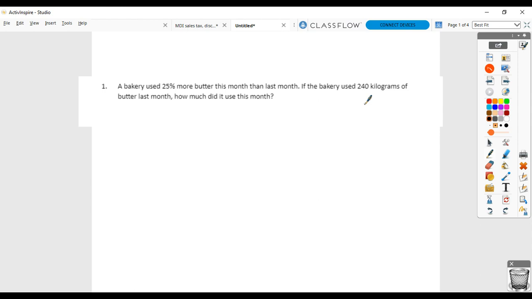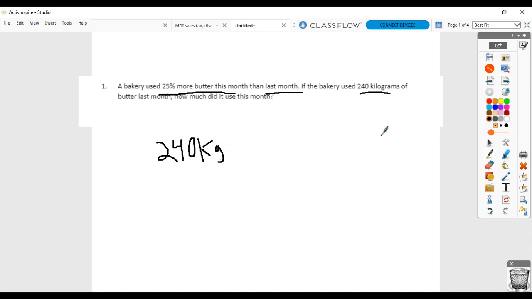So number 1, a bakery used 25% more butter this month than last month. If the bakery used 240 kilograms of butter last month, how much did it use this month? So let's talk about last month. So it says last month they used 240 kilograms. Well, that is my starting point. So I'm starting with 240 kilograms, and the abbreviation for kilograms is kg. So 240 kilograms of butter.